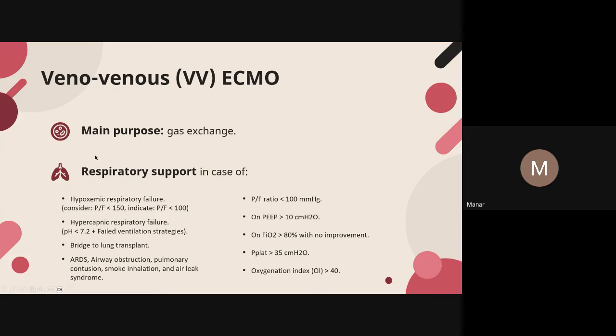So we can use it in hypoxemic respiratory failure. It's considered when the PF ratio, which is the oxygenation ratio, is less than 150, and it's highly indicated if the PF ratio is less than 100. We can also use it in hypercapnic respiratory failure when the pH is less than 7.2, and we've already used our ventilation strategies, but nothing seems to work. We can also use it to bridge to lung transplant.